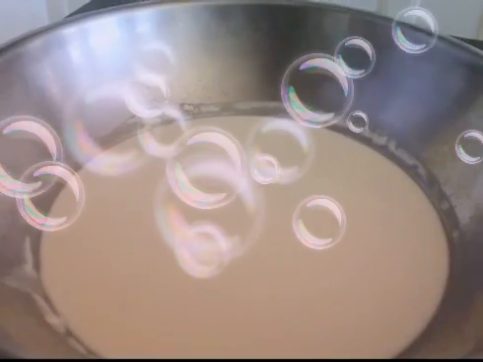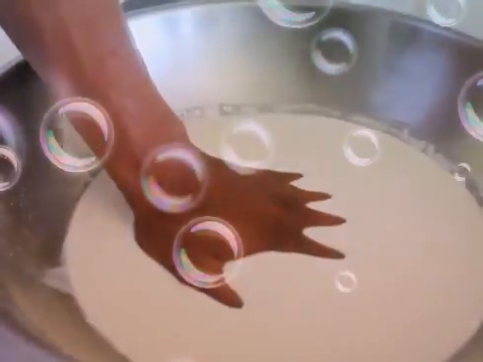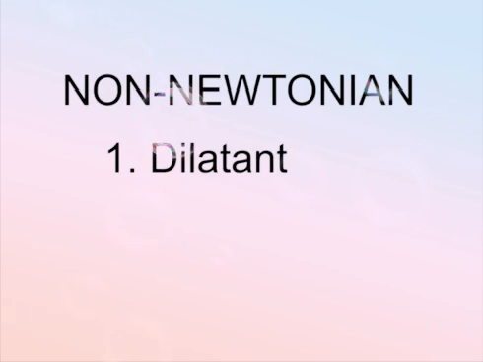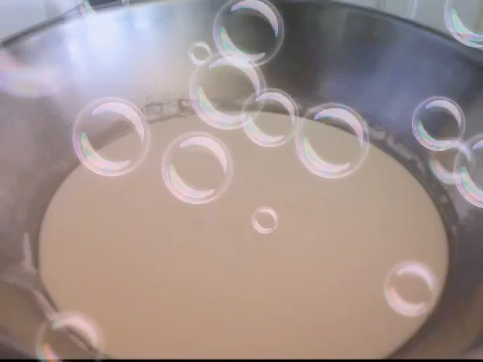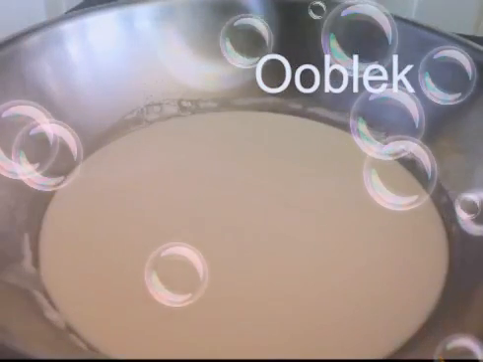Like earlier, it behaves differently when you apply a lot of force than when you apply a little bit of force. This is the type of non-Newtonian fluid known as a dilatant fluid, whose viscosity increases with force. This fluid here, known as oobleck, is a suspension of cornstarch in water. A suspension is a mixture of a solid and a liquid. In this case here, cornstarch is going to be our solid, and water is going to be our liquid.